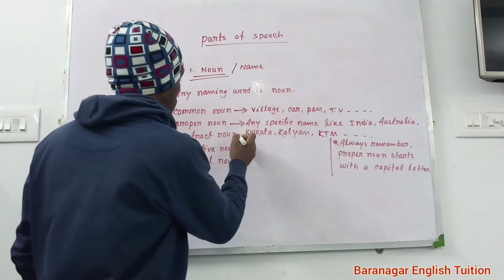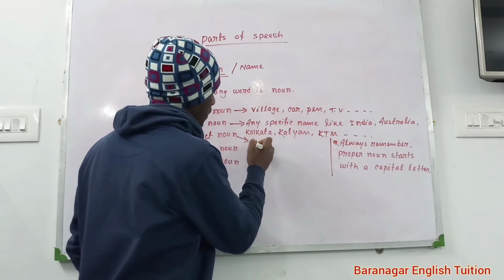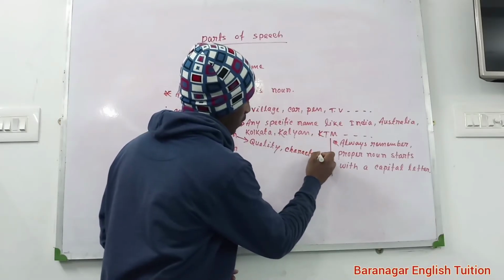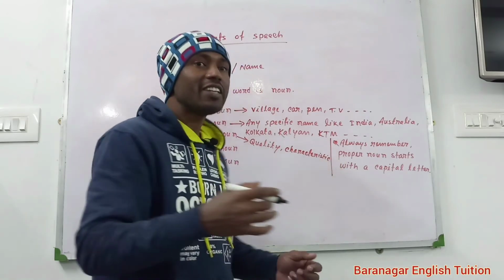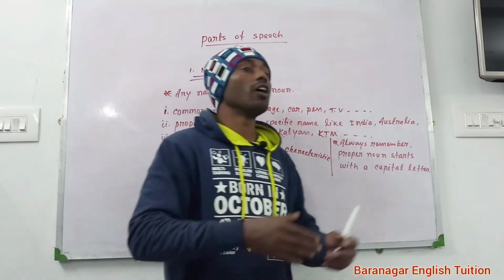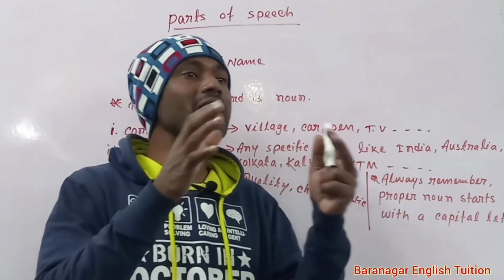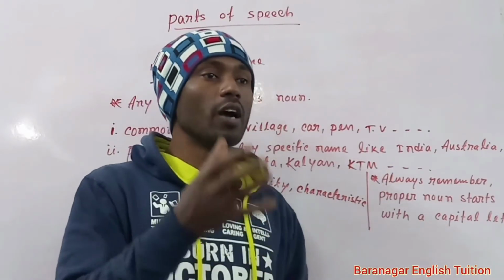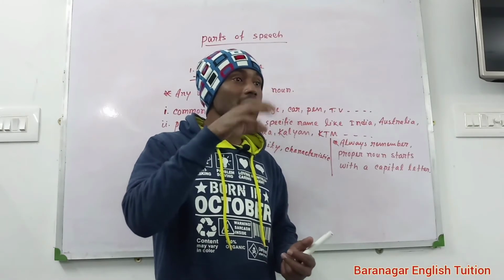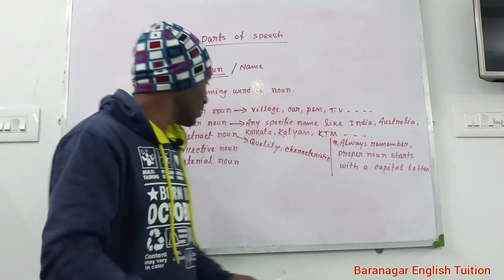Now we'll talk about abstract noun. It's about your quality, or any kind of characteristic. It means it talks something about you, your quality. Suppose you are honest, so honest is the abstract noun. Suppose you are very thin or you are very tall. So these are qualities, saying something about you. So all these kind of things are abstract nouns. So always remember, an abstract noun talks about you, it says something about your quality, your characteristic, all this kind of stuff. Okay, so this is about abstract noun.